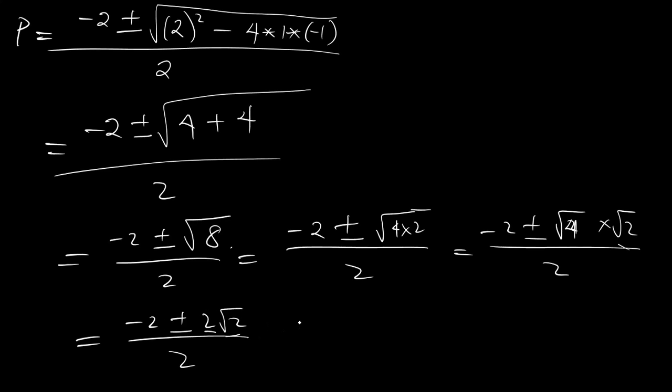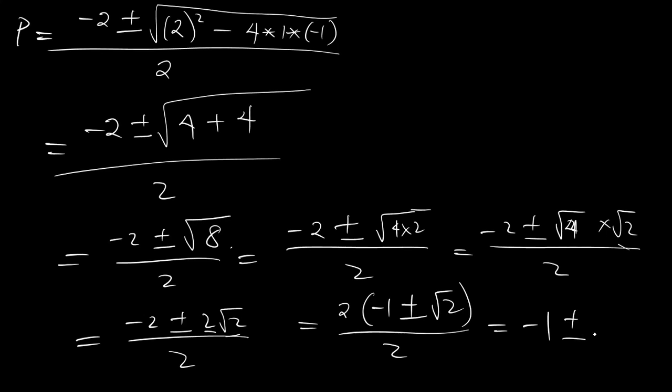So now if we factor this out, you now have 2 times minus 1 plus or minus the square root of 2, divided by 2. Because these two will cancel out, we now have minus 1 plus or minus the square root of 2. That means our p is equal to minus 1 plus the square root of 2, or minus 1 minus the square root of 2.